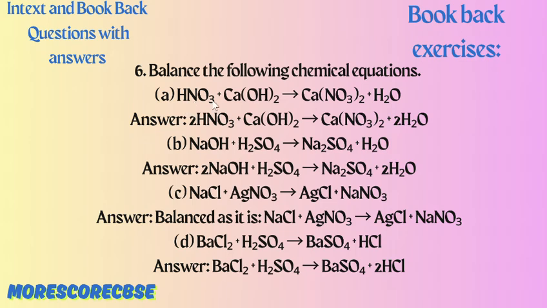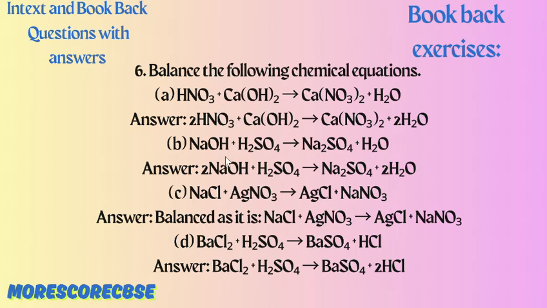So here, nitric acid plus calcium hydroxide becoming calcium nitrate and water. First we have to check how many atoms of hydrogen there are. Here it is 1, here it is 2, and here it is only 2. So in order to balance this, we place 2 molecules of nitric acid, and for the water molecule alone we place 2.